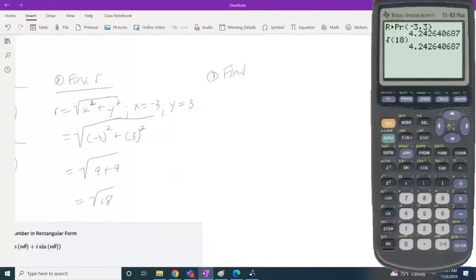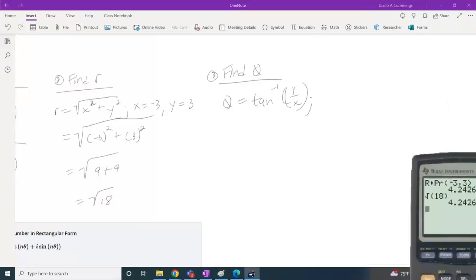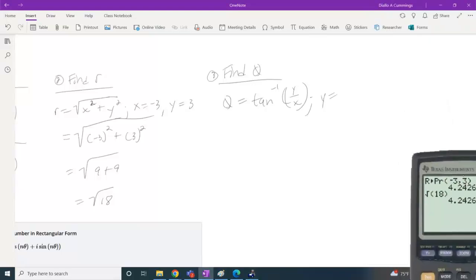The next thing I'm going to do is find theta. So theta is equal to the arctangent of y over x. So again, y is equal to 3, and x is -3. So theta is equal to the arctangent of 3 over -3, which is -1.